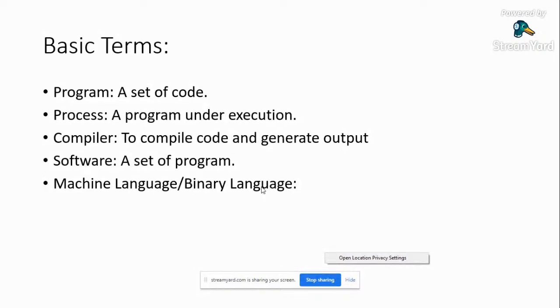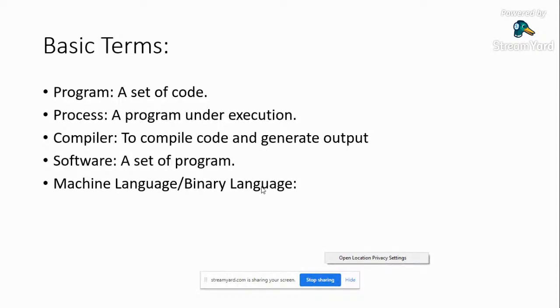Then the machine language and binary language. As we know, the system only knows binary language, that is the language in the form of 0 or 1. But it is not possible for us to write any code in binary language. So it is the task of the compiler to convert the high level language, the language in which we write the code, into the low level language. And low level language is nothing but binary language, the language in the form of 0 and 1. The task of converting the programming language into binary language is done by the compiler. So the compiler is important to convert your high level language into a low level language or binary language.